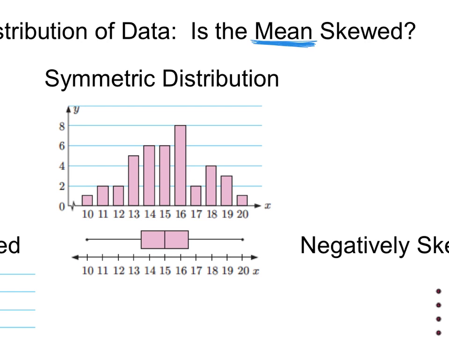So, a symmetric distribution is one where the mean is pretty close to the median. Alright? So as you look at this data, we can see there's kind of a bell shape to our data here. This would be a symmetric distribution. The mean is going to be somewhere around here. The median is, of course, right there at 15. So the mean and the median are pretty close together. That's because our data is distributed pretty symmetrically on either side. Okay?